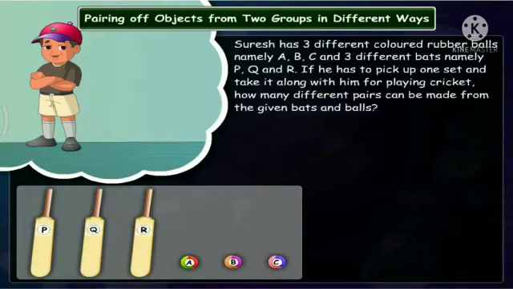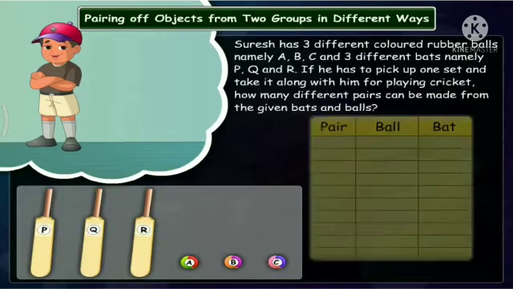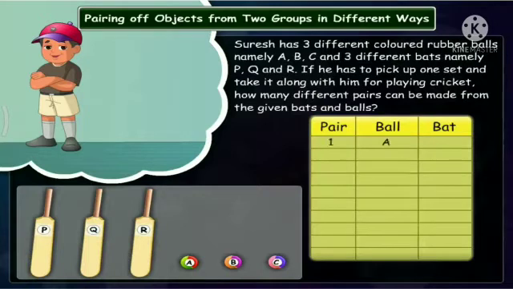So let us help this Suresh to make the pairs of different bats and balls. First pair, that is, if he will take ball A with bat P, then he will take ball A with bat Q. Then he will take ball A with bat R. Clear? Now next pair he will make, that is, he will take ball B with bat P. Then he will take ball B with bat Q. Then he will take ball B with bat R.